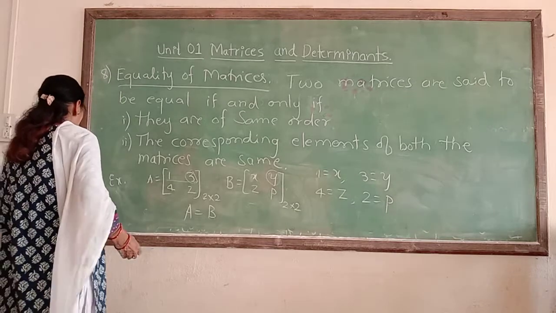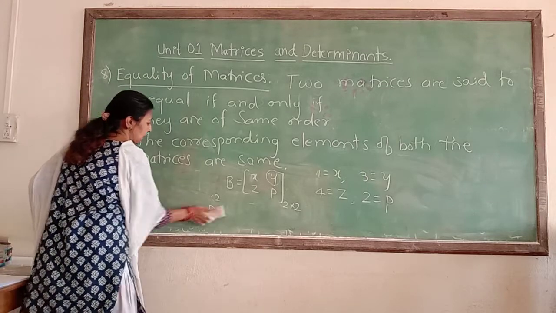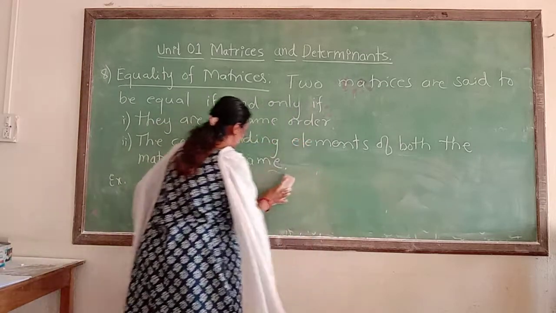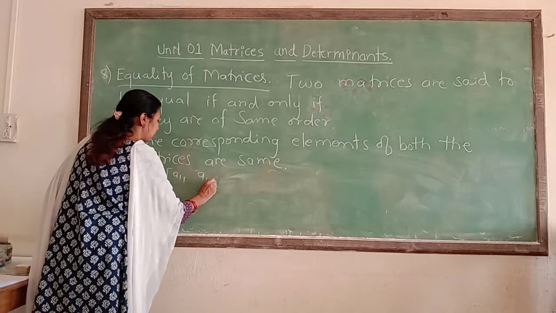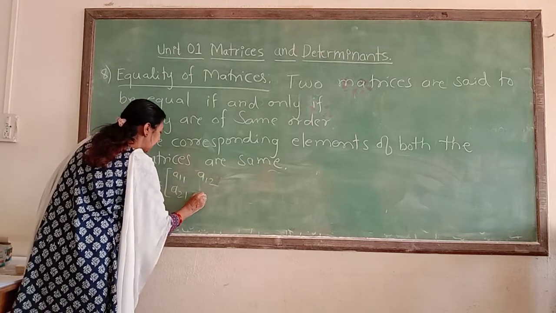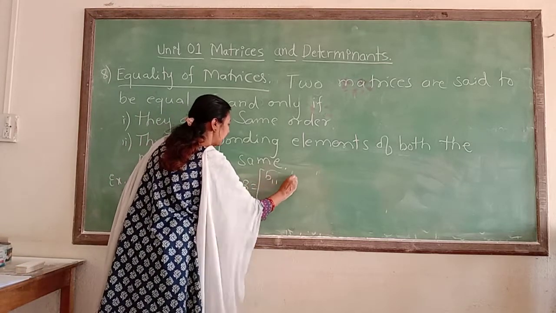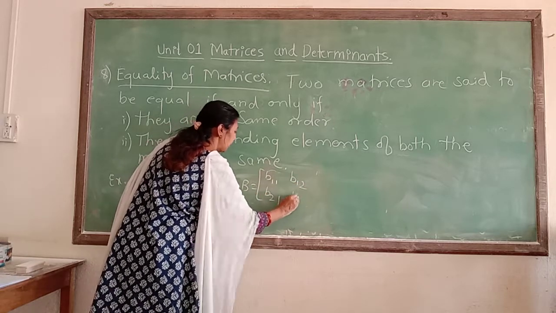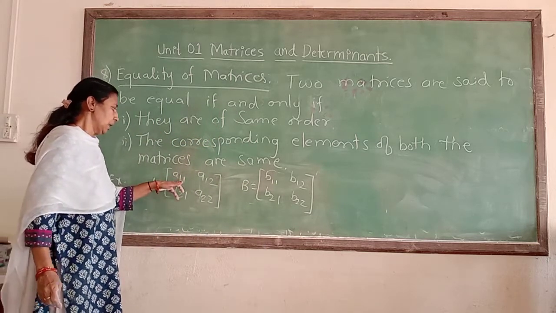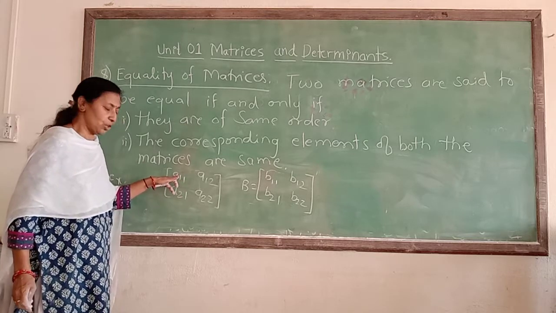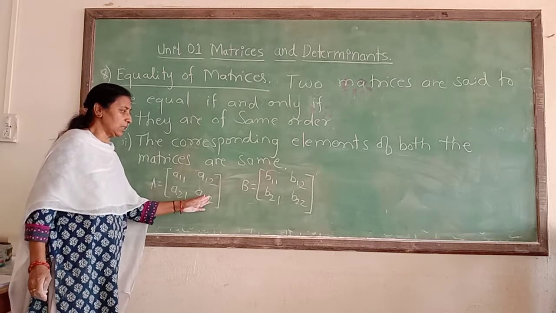To understand in general, let us take a simple example. A is equal to A11, A12, A21, A22. This is the matrix A. B is equal to B11, B12, B21, B22. Here, 11 indicates an element belonging to the first row, first column, and 12 an element belonging to the first row, second column. Like this, the numbers we have written here indicate positions.